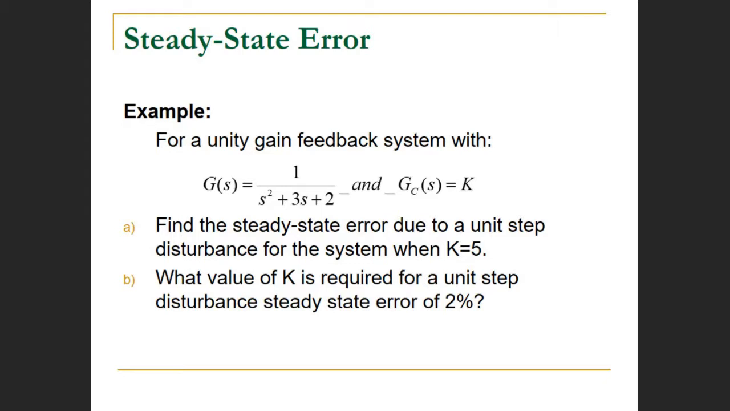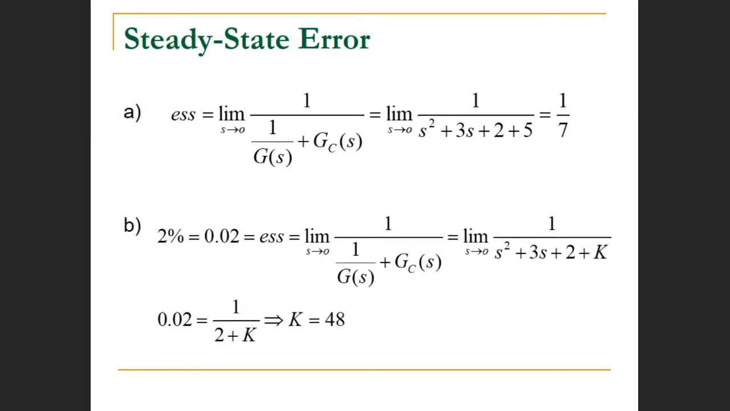So let's look at this system here that we have. So we have a step disturbance for the system. Let us analyze what's going to take place. So we recall that the steady state error, as it relates to the unity gain feedback system, is the limit of 1 over the reciprocal of the plant transfer function plus the transfer function for the controller, all over, sorry, on the 1. So let's substitute.